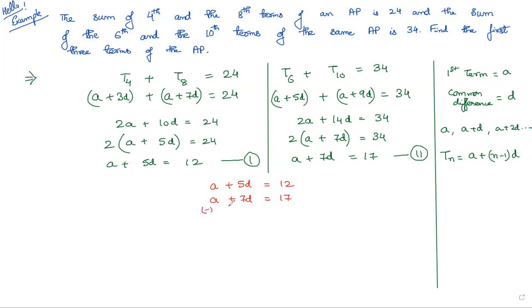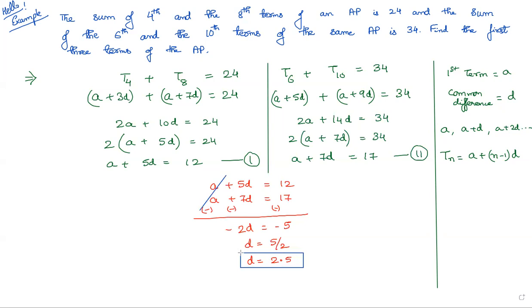So now when I try to solve it by the elimination method, why do I prefer the elimination method directly? Because I see the coefficient of A is the same in both the equations. So I just change the sign of one of the equations, as a result of which it just gets eliminated. Left over is minus 2D is equal to minus 5. Correct? So D from here turns out to be 5 by 2, which is equal to 2.5. That's your first answer.